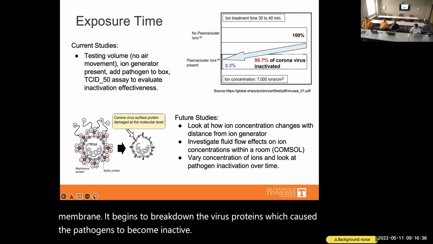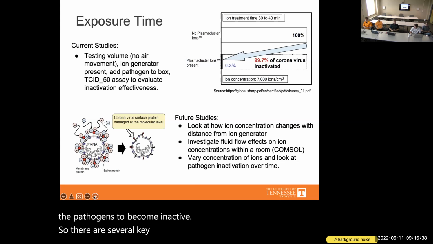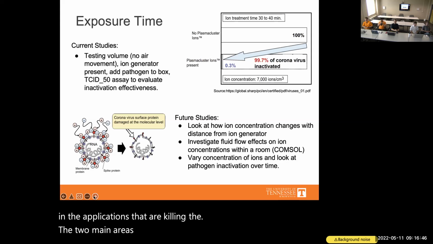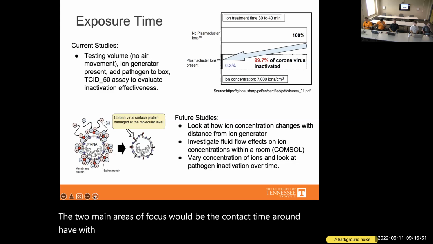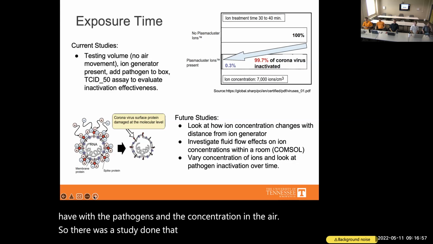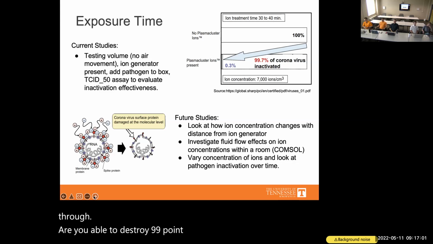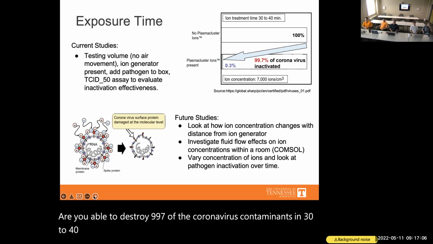So there are several key features we need to analyze in the air ions in the application of killing the pathogens. The two main areas of focus are the contact time the air ions have with the pathogen and the concentration of air ions in the airstream. There was a study done that shows that air ions are able to destroy 99.7% of the coronavirus contaminants in 30 to 40 minutes in a stagnant environment.